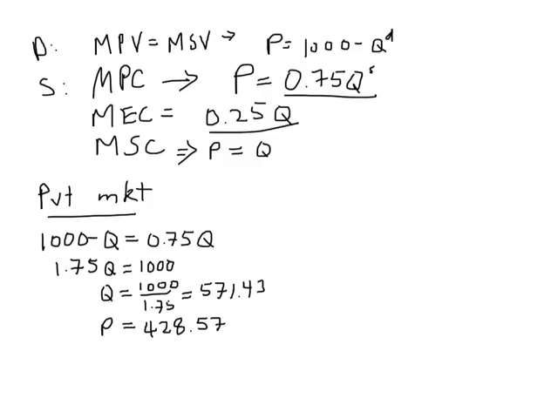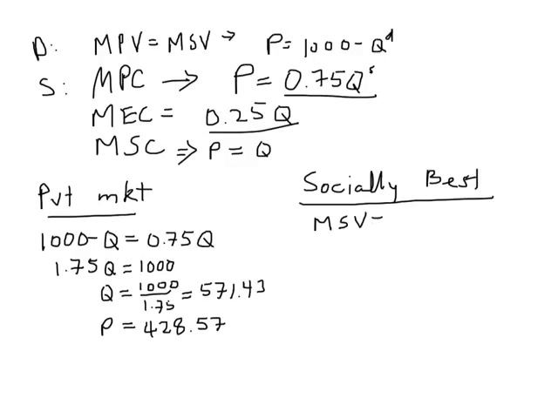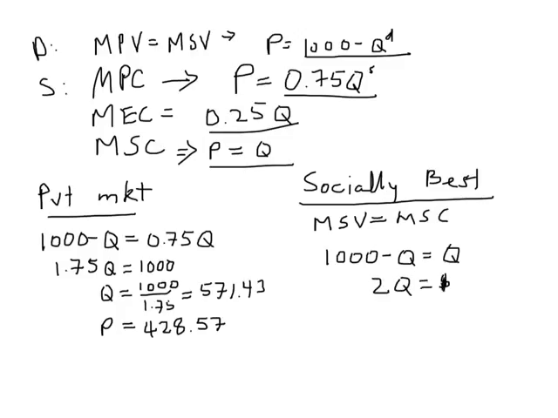Now, socially best, we're just looking for a quantity here. Although when I analyze the welfare, I'm going to have to assume a policy regime because our welfare analysis would depend on which policy regime we adopted. Anyway, the socially best outcome is always where marginal social value equals marginal social cost. So plugging in information from the marginal social value and marginal social cost functions, we get 1,000 minus Q equals Q. So 2Q equals 1,000.